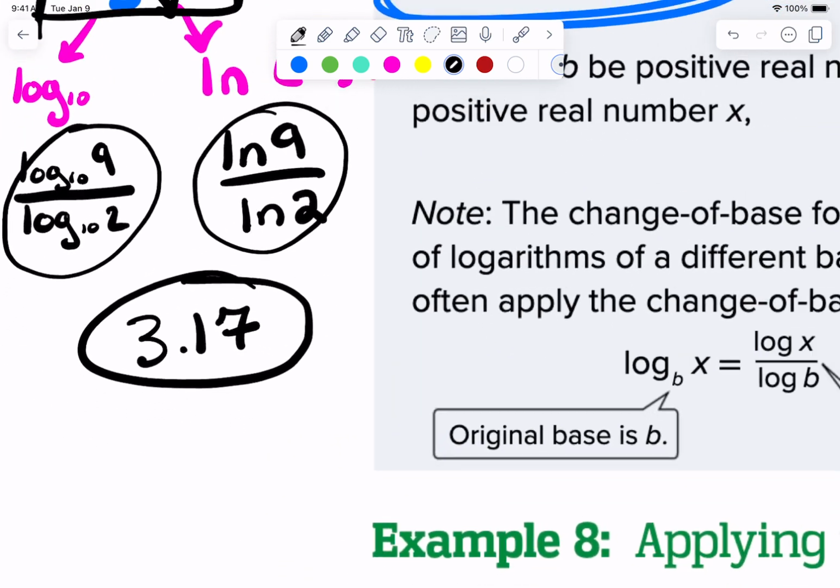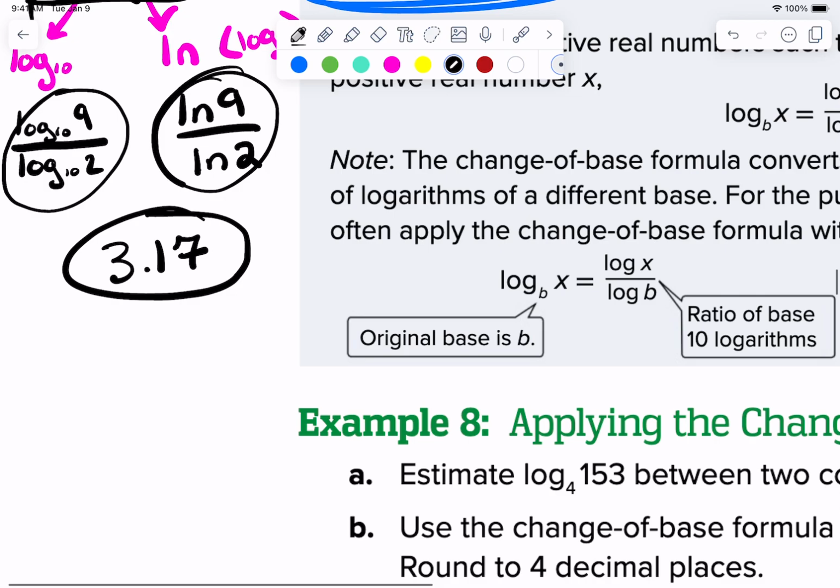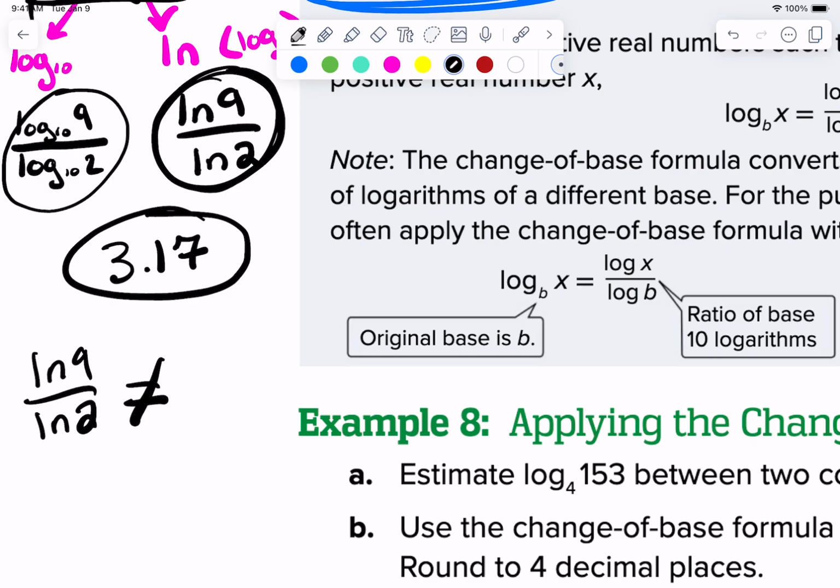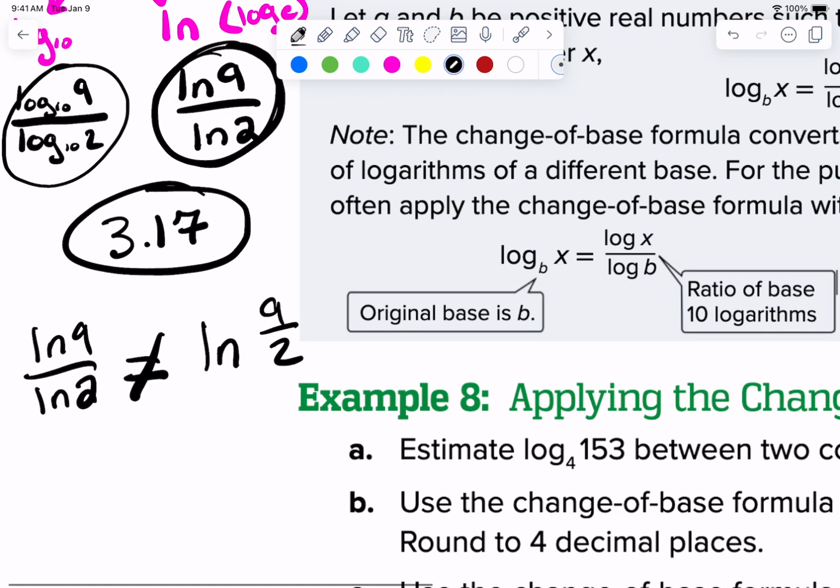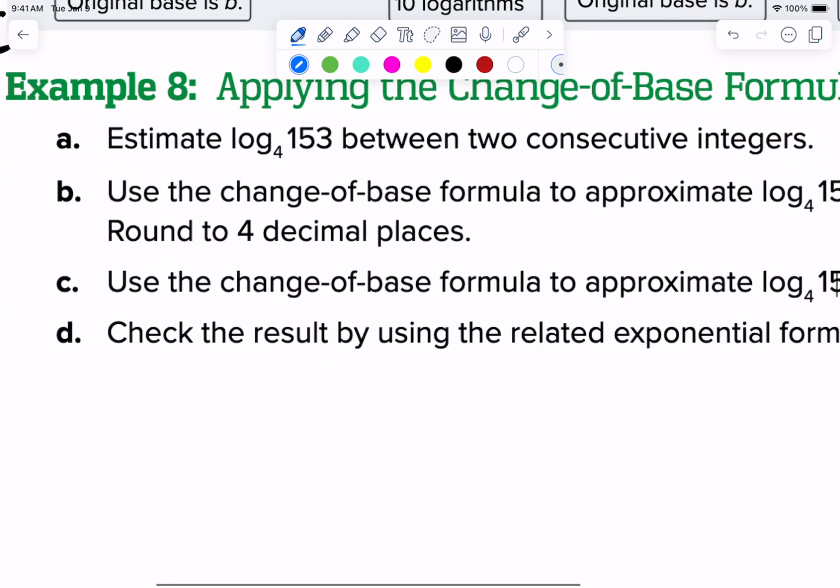Now, here is what is not true. If you're typing in ln 9 divided by ln 2, this is not the same thing as ln of 9 over 2. A lot of times your calculator will open a parenthesis as soon as you type in ln. You need to close that parenthesis before you do divided by ln of 2. So be careful with your parentheses, and these two are not equivalent. You do need an ln on the top and an ln on the bottom. Got it?